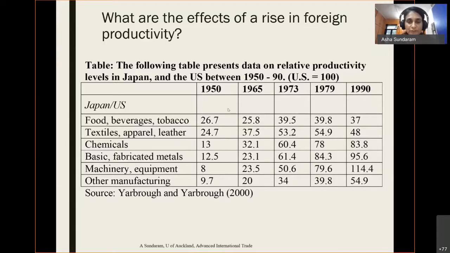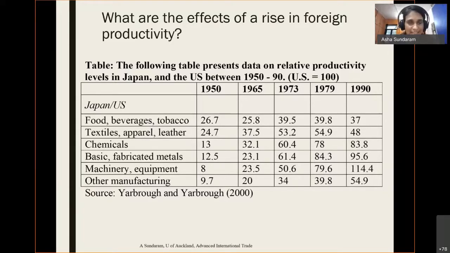So what do you observe given these numbers? What you can see here is a huge takeoff of Japanese productivity in machinery and equipment. And note that automobiles, et cetera, come under machinery and equipment. Somewhere between the 1970s and 1990, Japanese relative productivity vis-a-vis the US simply shot up. So Japan became way more productive. Now, what would the Ricardian model say? It would say that if Japan's relative productivity is shooting up between 1970 and 1990, that means Japan is becoming more competitive relative to the US, and it will export machinery and equipment to the US.